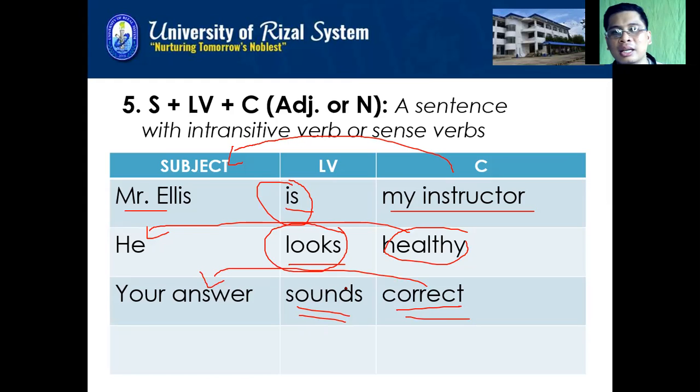Okay, so SLVC. It's very easy for us to identify if it is SLVC or not, because if you look at the sentence and you see the linking verb is, are, was, or were, then automatically you will say that it is an SLVC pattern. And if you see different sense verbs like look, sound, seems, hears, tastes, touches, that will give you a hint that the pattern is SLVC. Okay, next.